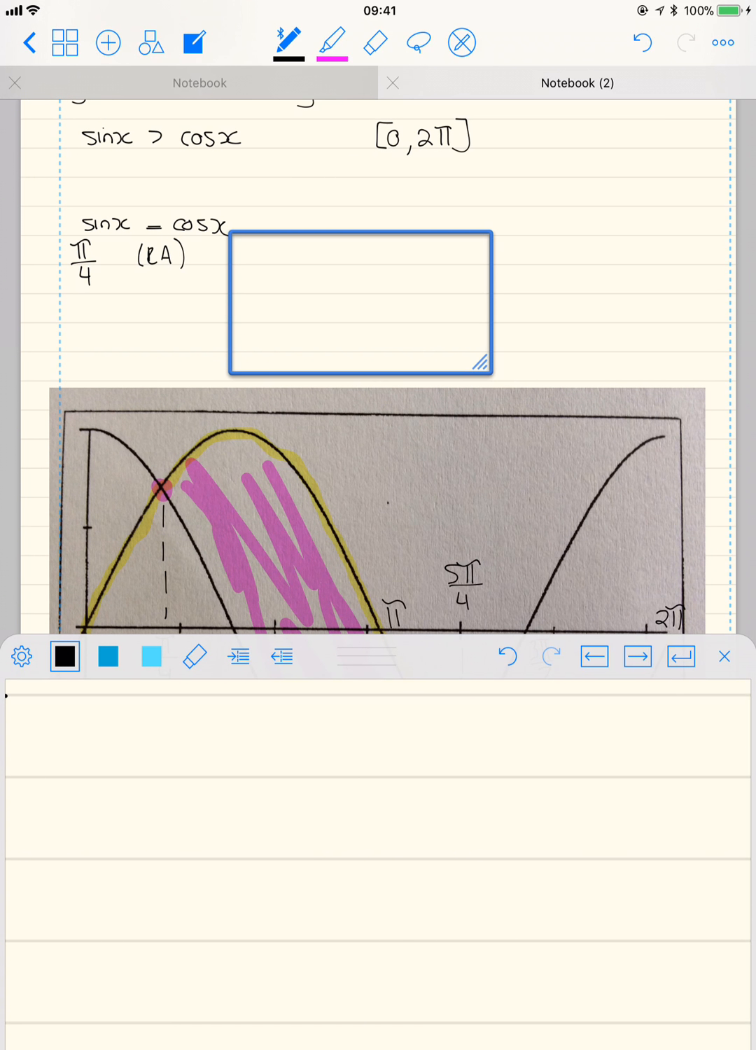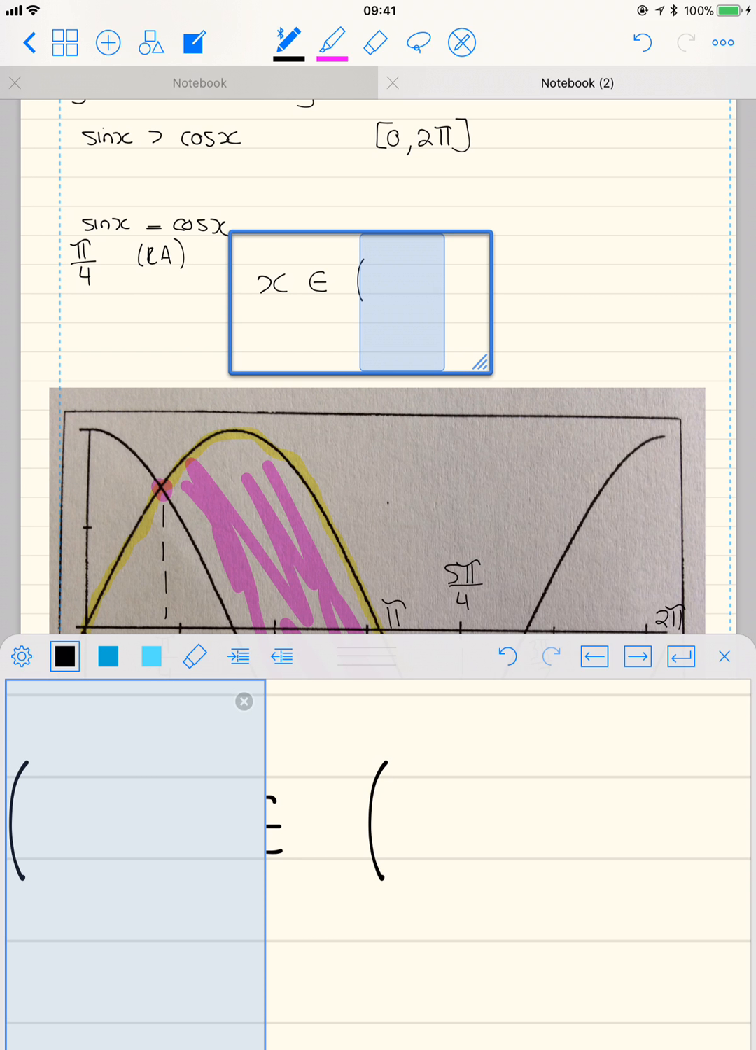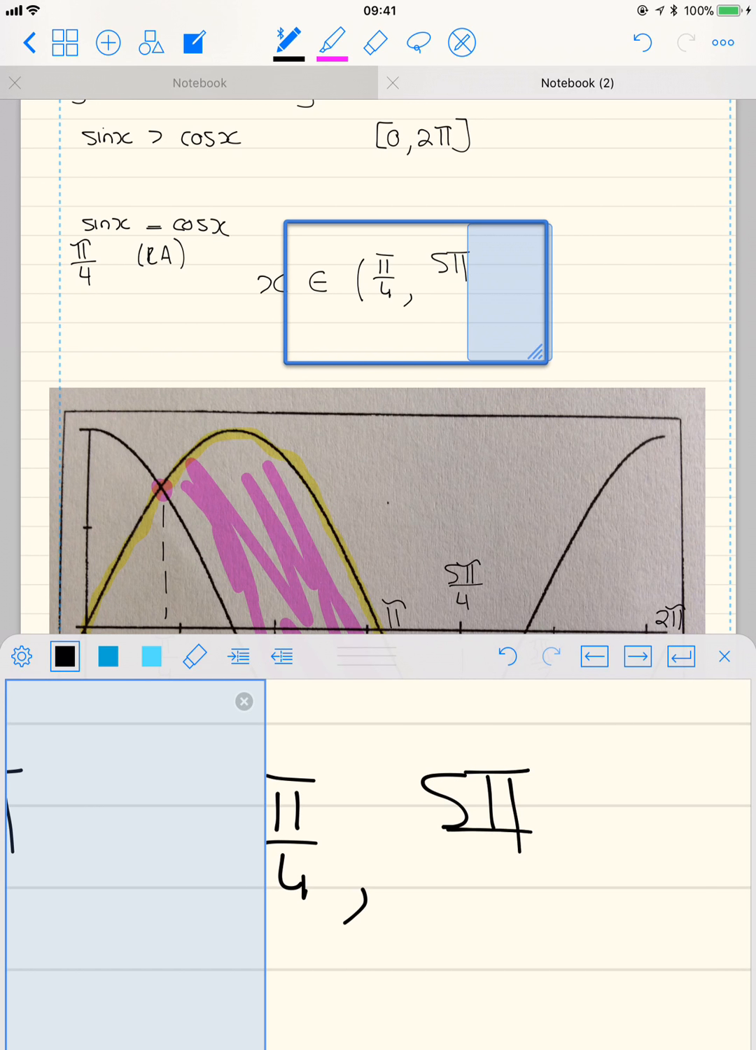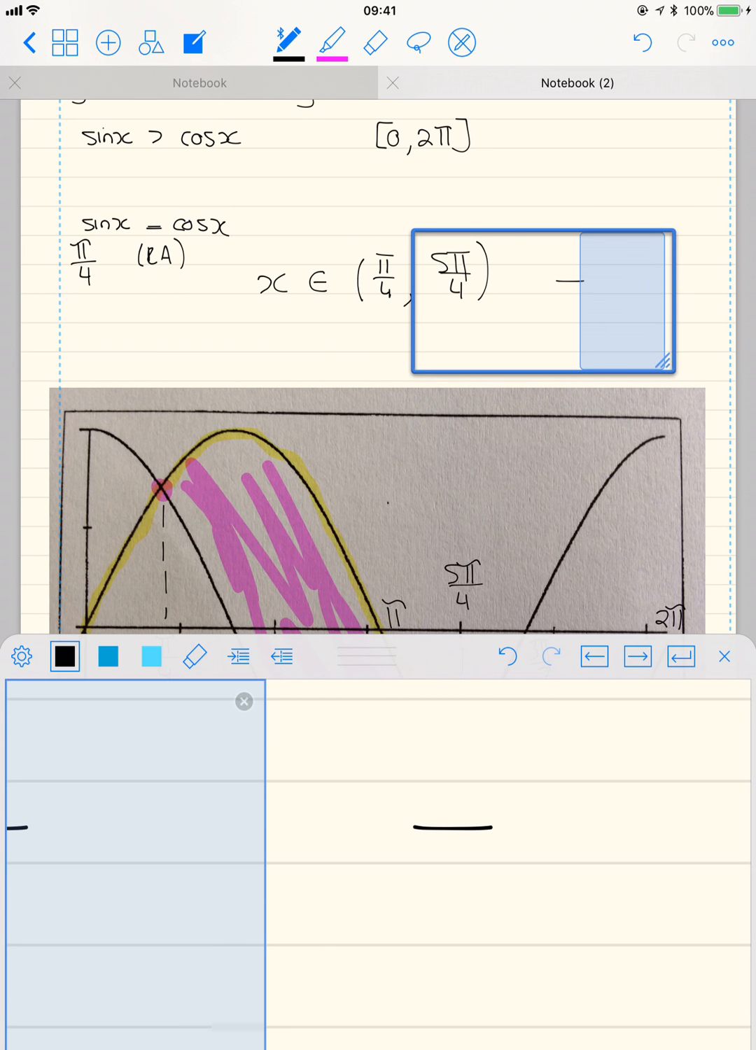So then we will have x is an element of round bracket, because we're excluding the starting points, pi over 4 to 5 pi over 4, round bracket again because we're excluding it. So if you look on your possible answers, the answer is A.